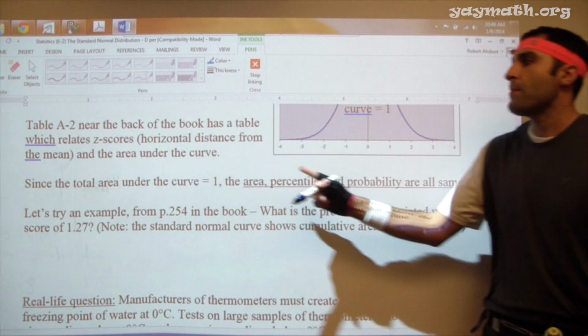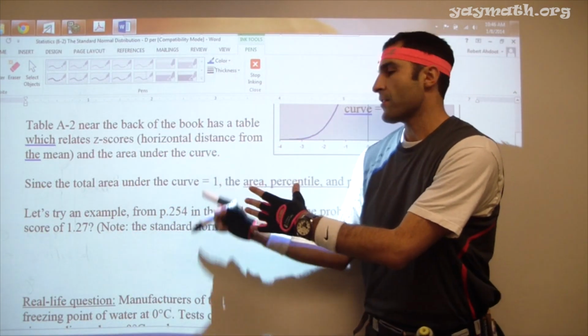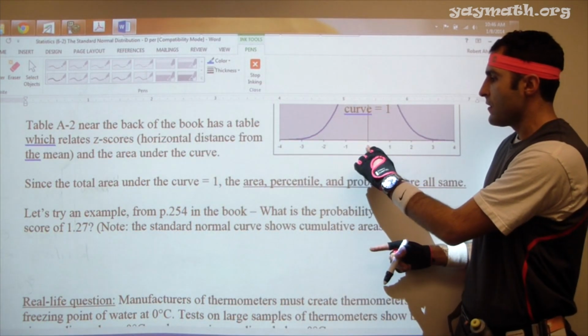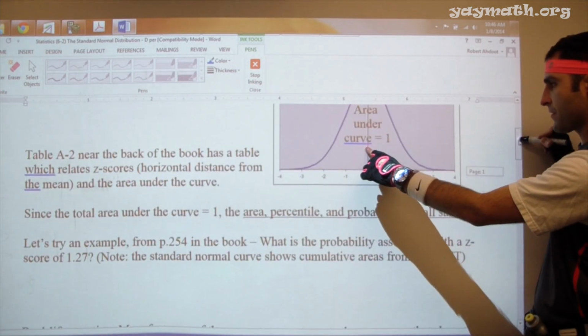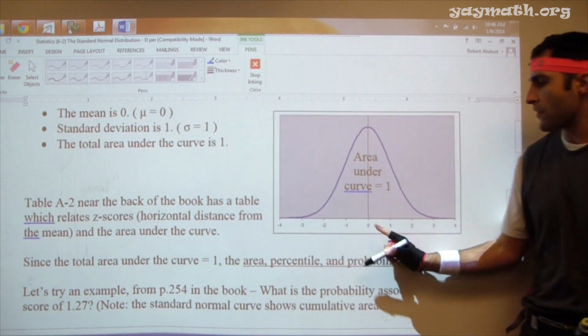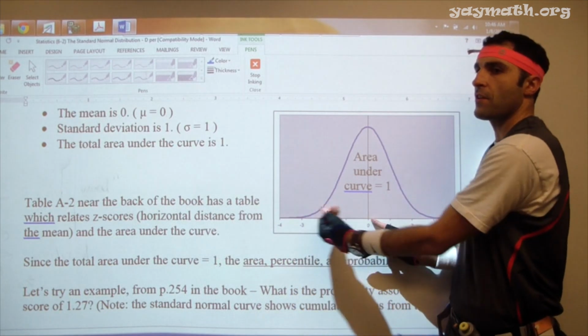So we have a table near the back of the book which relates z-scores with the area under the curve. So basically, z-score of 0, we talked about it. I'm going to match it to my finger. There it is. Z-score of 0, 50% area.